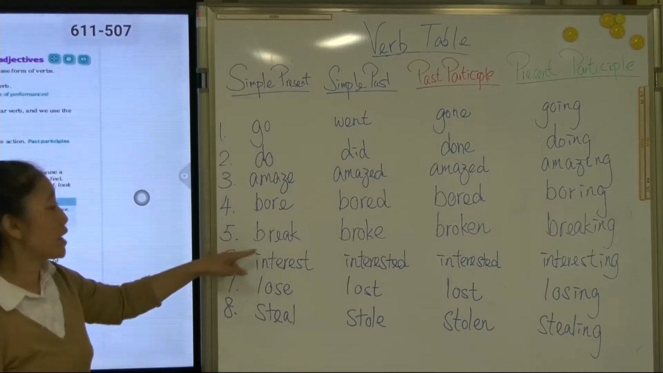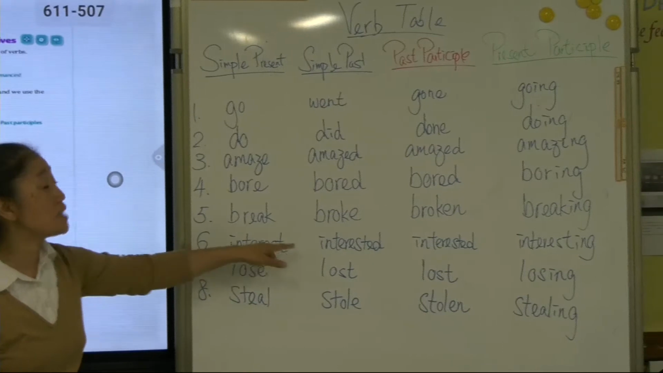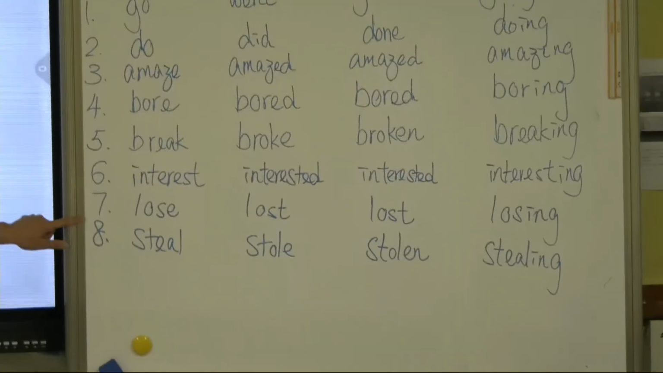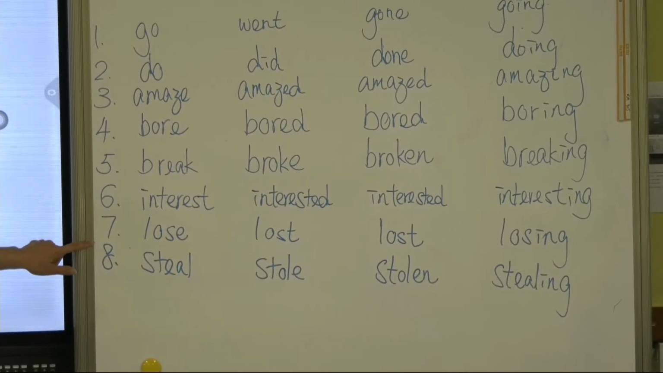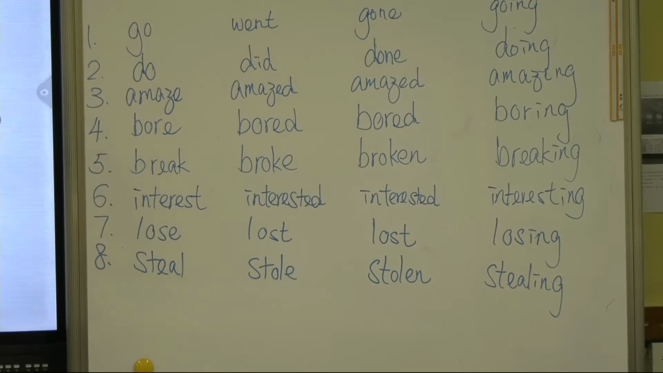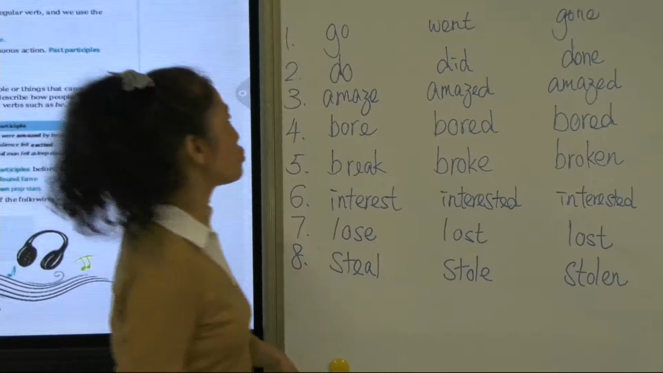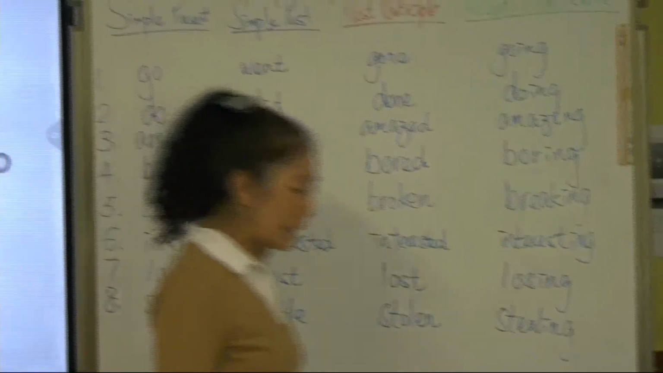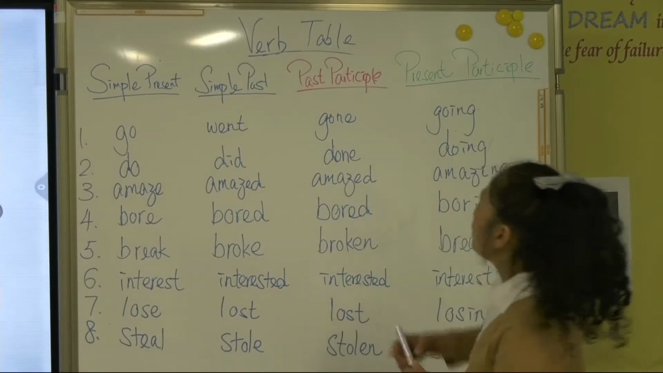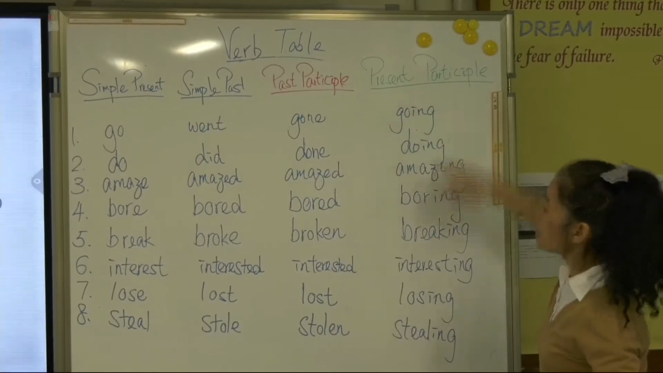Number 5, break, broke, broken, breaking. Number 6, interest, interested, interested, interesting. Number 7, lose, lost, lost, losing. Number 8, steal, stole, stolen, stealing. Now, why would Mr. Leung like to go through this table with you? Because now I'm going to focus on these 2 columns, past participle and present participle.